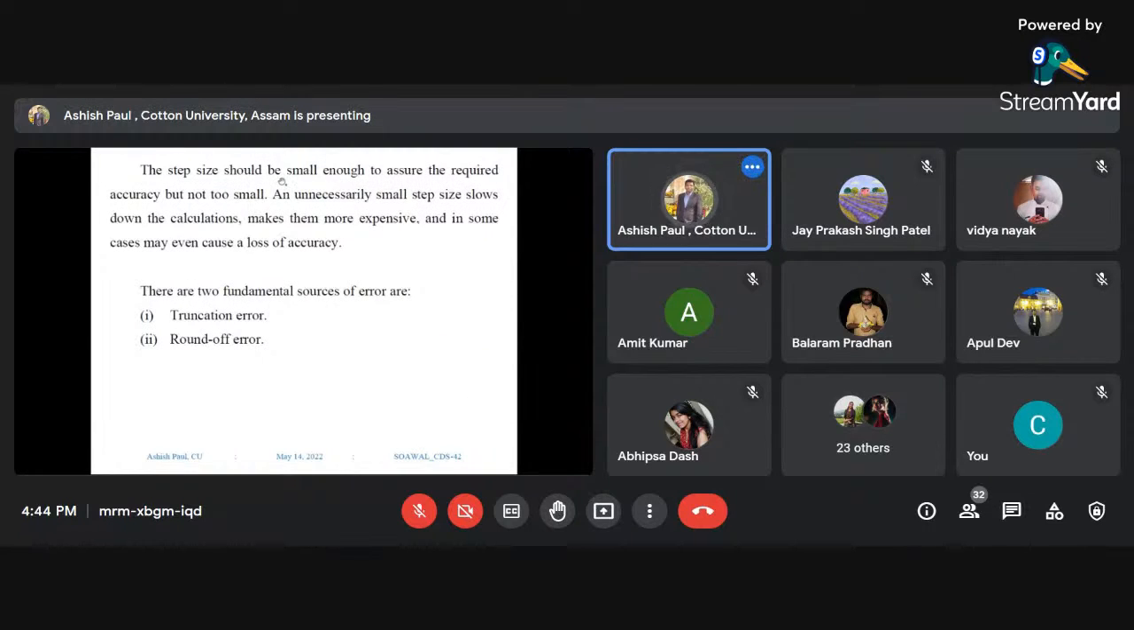Then the step size should be small enough to assure the required accuracy, but not too small. Because sometimes decreasing the value of h may create some other type of error, that is mostly the round off error. Now there are two fundamental sources of error. These are truncation error and round off error.